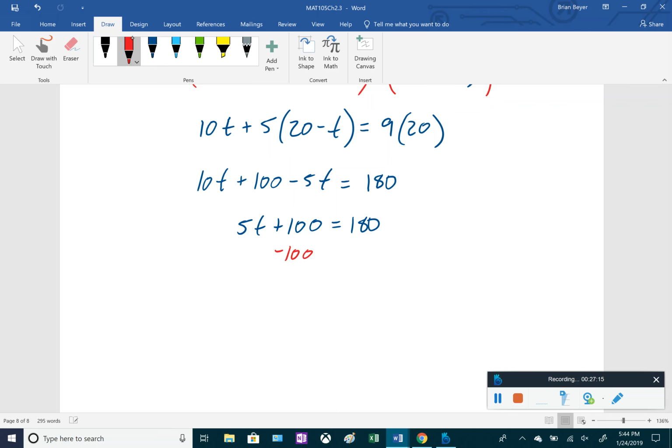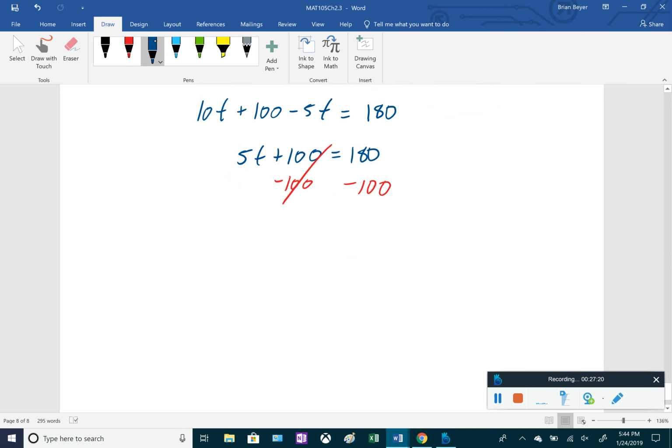Subtract 100 on both sides. So we end up getting 5t equals 80. Divide both sides by 5. And that's going to give us t equals, what does that end up being, 16? I believe that's 16. And we can go back up and check to make sure that's correct. And hopefully that is correct.